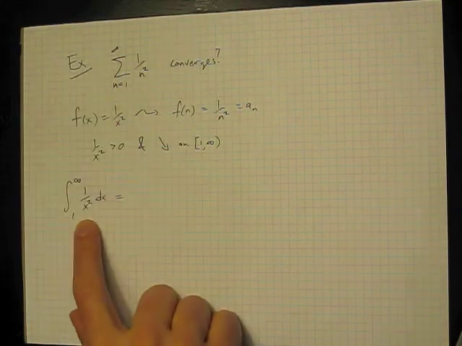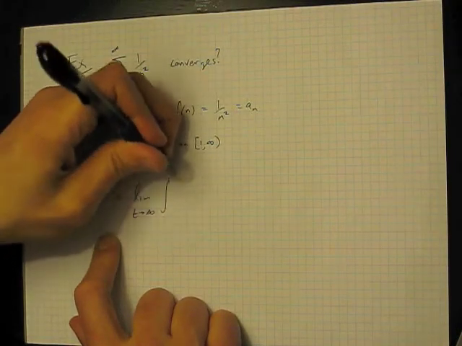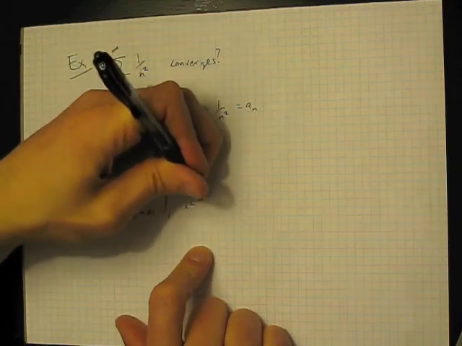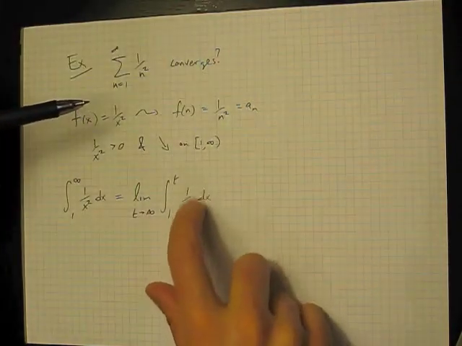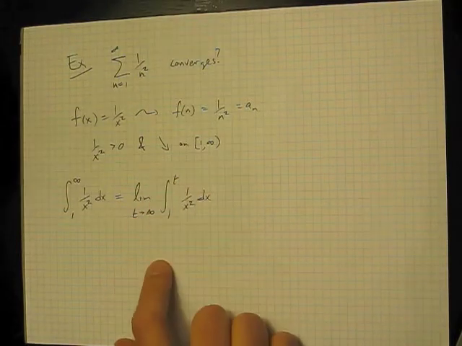Okay, so let me refresh your memory about improper integrals. Remember what this means. We let t go to infinity, we put a t up there, we put the 1 here, and we do 1 over x squared dx. So we measure the integral of 1 over x squared from 1 to t, get that number, and then we see what happens when t gets larger and larger.